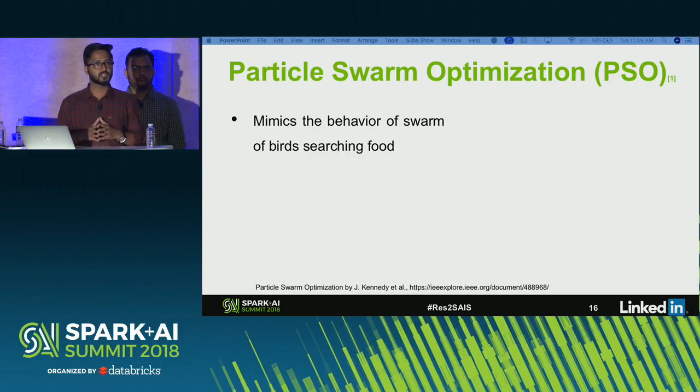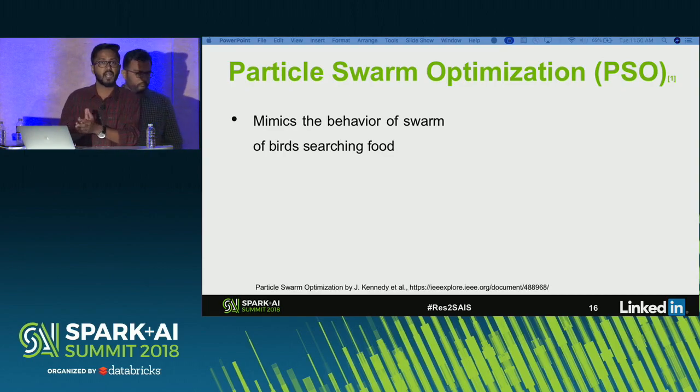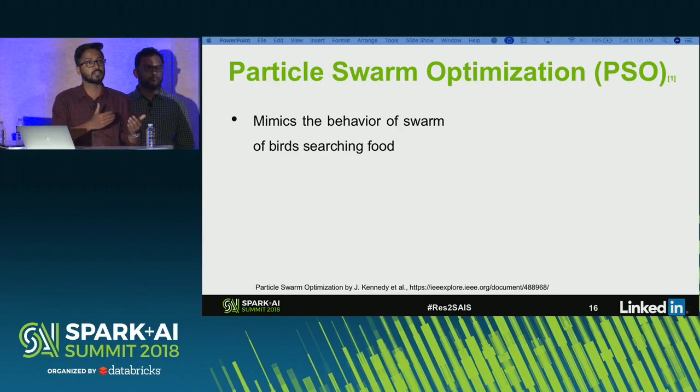So it will start by placing some birds, or particles as we call them, in the search space. Each of these birds will compute their distance to the food particle, and they'll share the information. So each one will know which ones are in a good position and which are in a bad position. And using this information, they'll try to move toward a better position, which is closer to the food particle.